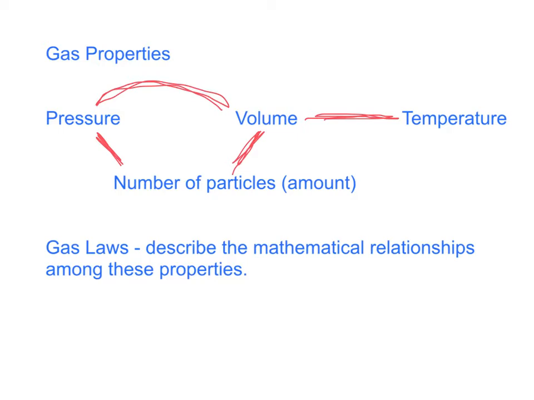Interconnected. So the main point is that when we talk about gas laws, they are mathematical relationships that connect one of these properties to another. By the end of this unit, we're going to look at a number of different gas laws that look at first two of the variables, and then we'll add in maybe a third one when we do our combined gas law, and then we'll put them all together in the ideal gas law at the end of the unit. All right, let's take a look at the first gas law then.